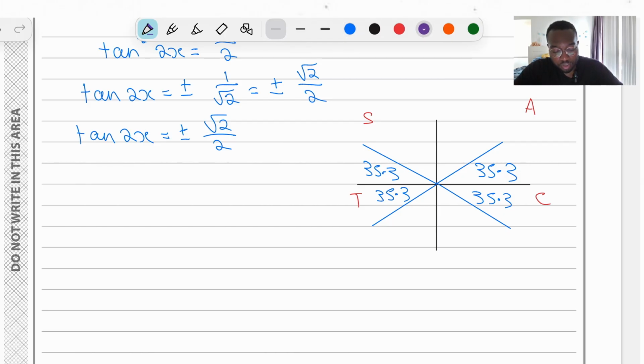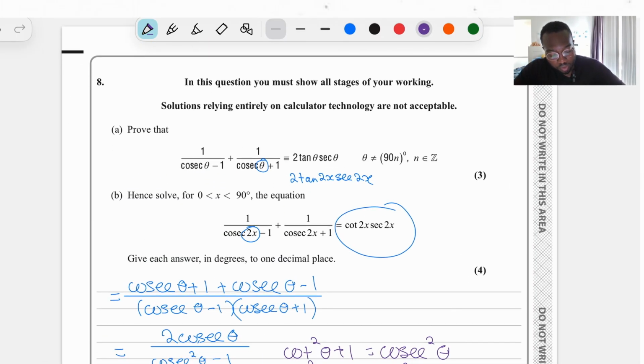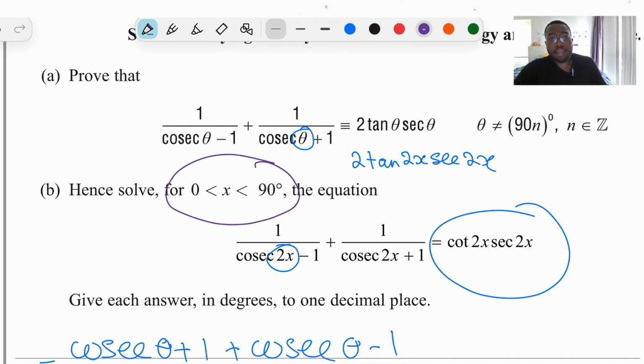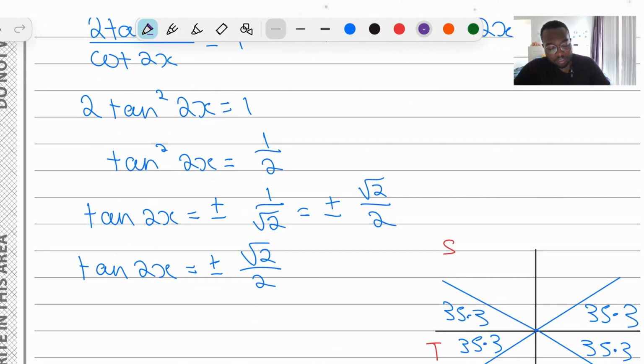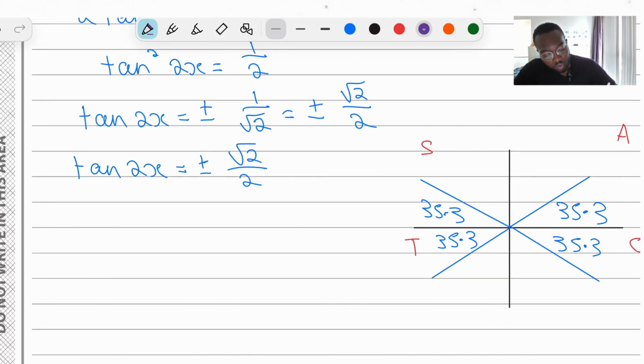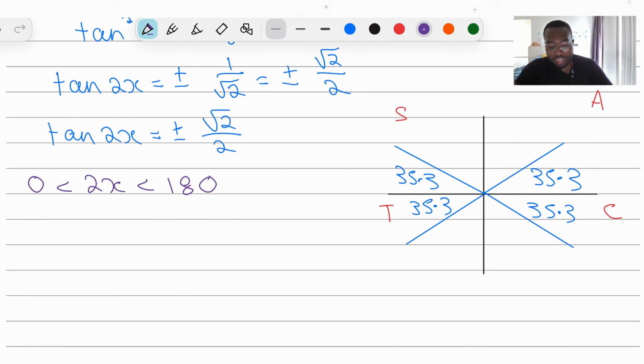Now, in the question, if I go back to the question, they want it when x is between 0 and 90. But we've got a 2x. So what we need to do is first consider the temporary limits of 2x, which is between 0 and 180. Because if x is between 0 and 90, we times both by 2. That must mean that for now, our limit, when we're considering 2x, has to be between 0 and 180. So we consider anything which is between 0 and 180, okay?